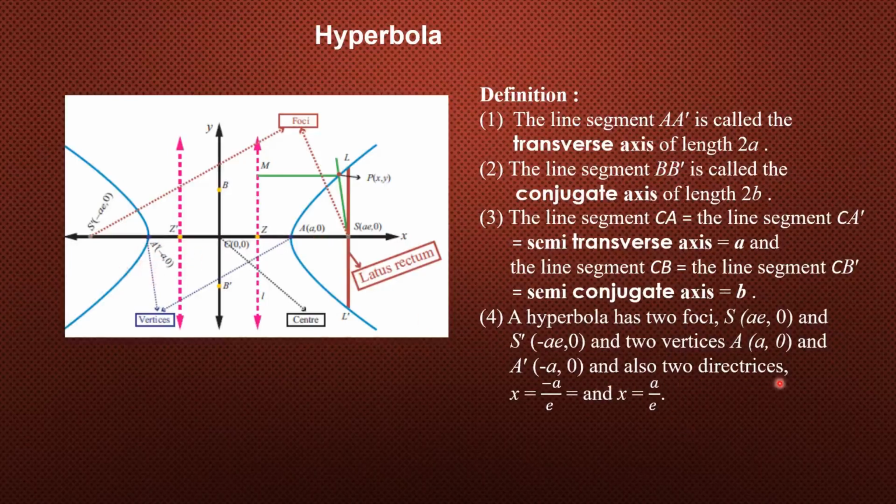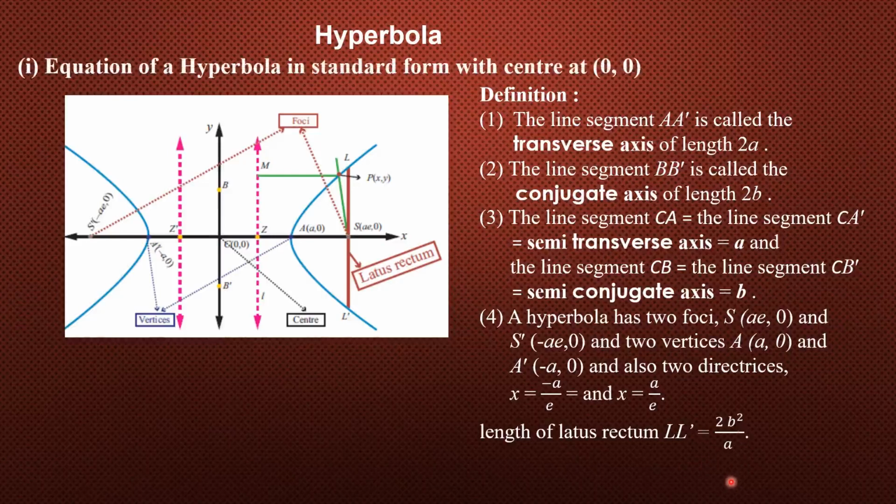And also two directrices. Directrices means the fixed lines. The fixed lines are always at the back side of the curve. See these two pink lines, called directrices. Their equations are x equal to minus a by e, and x equal to a by e. Next, the length of the latus rectum. Latus rectum means the focal chord which is perpendicular to the transverse axis. The length of the latus rectum is 2b squared by a.